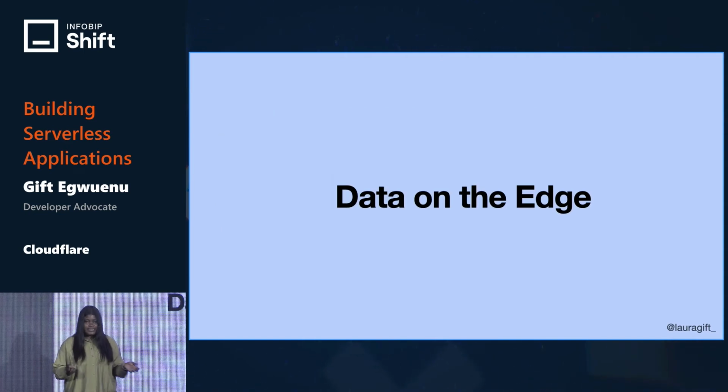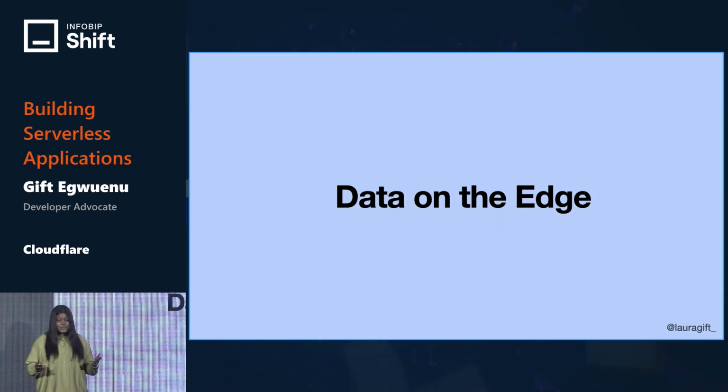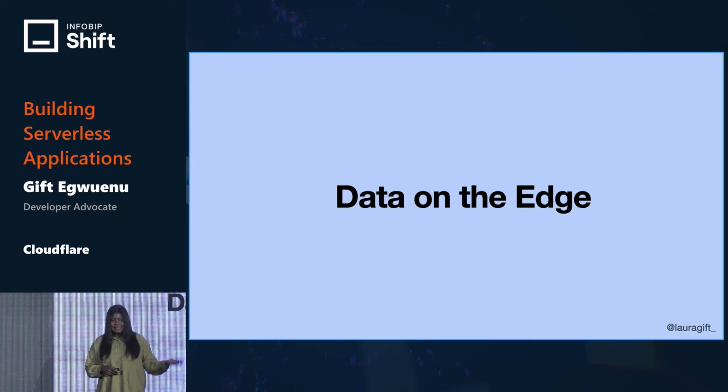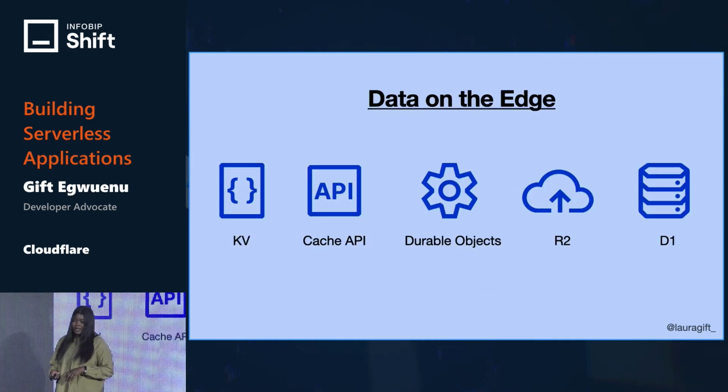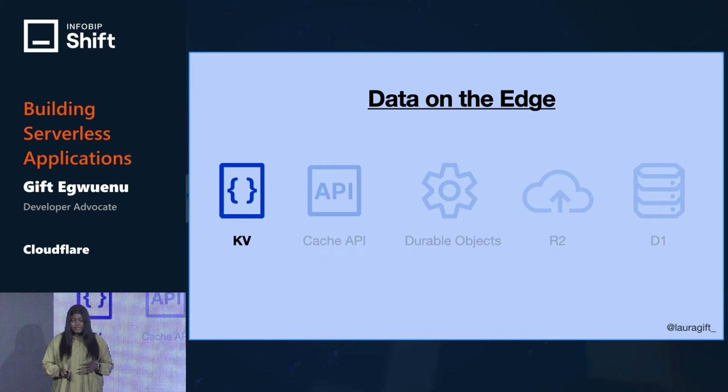Now let's talk about data on the edge, right? We mentioned the edge is great for you to build your applications on, but what if you want stateful data on the edge? What if you want to have a database on the edge as well? We have several different options for you depending on your use case. KV is one I would like to talk about today, which is a key value storage.